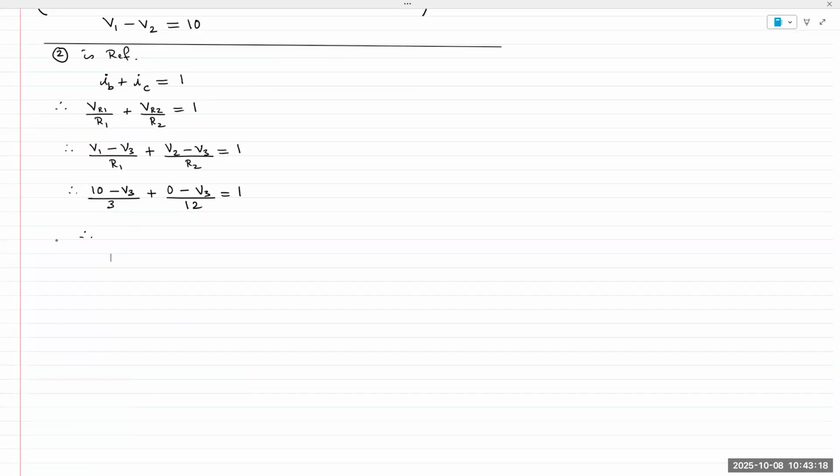Multiply everything by 12. I get 40 minus 4 V3 minus V3 is equal to 12. And then I have 5 V3 is equal to 40 minus 12. So V3 is 28 over 5.